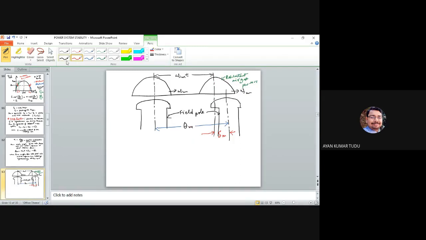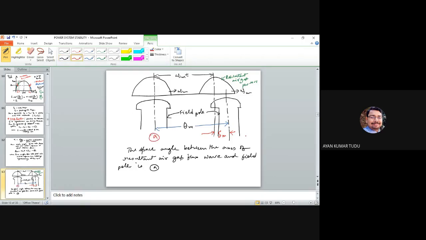As you can see, this figure is denoting the space angle between the axis of the resultant air gap flux wave and the field pole. Okay, so the space angle between the axis of the resultant air gap flux wave and the field pole is shown in figure A. Let this be our figure A and this be our figure B.